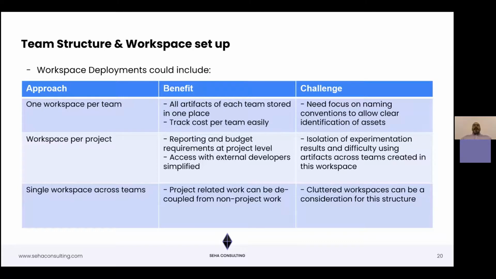So, team structure and workspace setup. Depending on how you structure your team, there are three options. You can have one workspace per team, or you can have one workspace per project, which is a more granular level than team, because one team can be working on multiple projects. So one workspace per team is more high level, and one workspace per project is a lower granularity. The third option is a single workspace across teams. We're going to talk about each of these and what they mean.